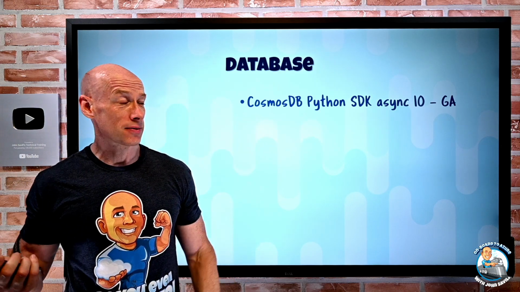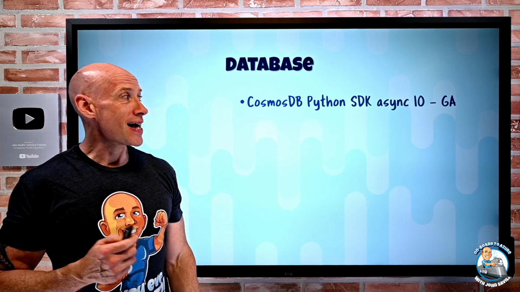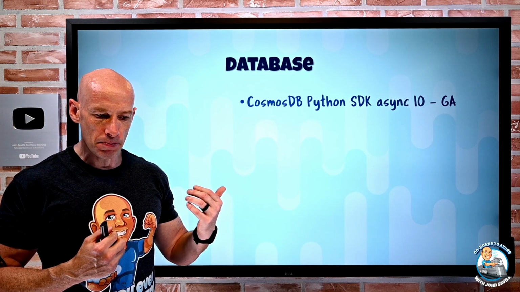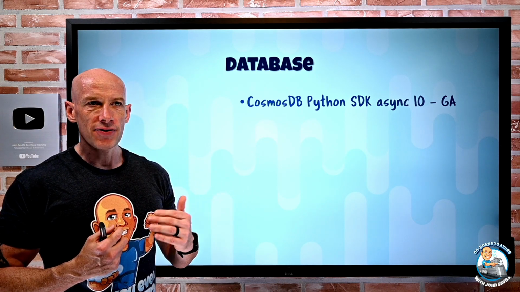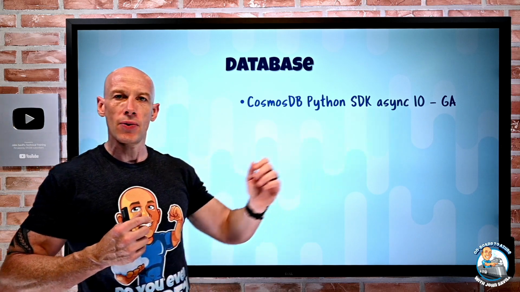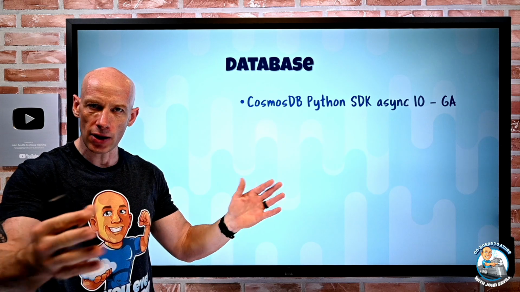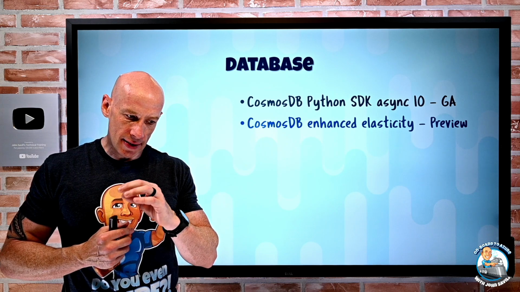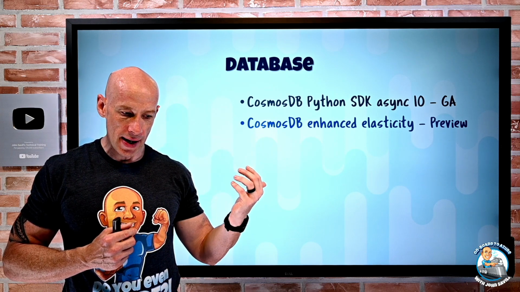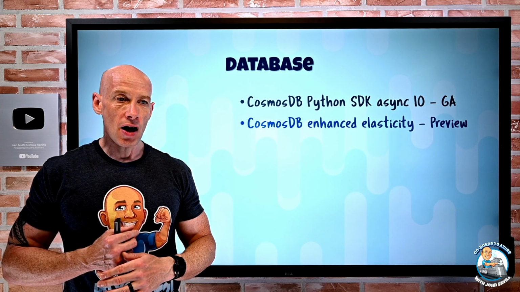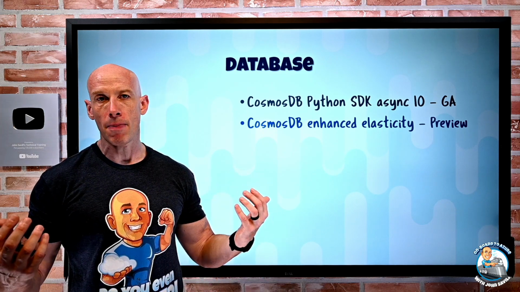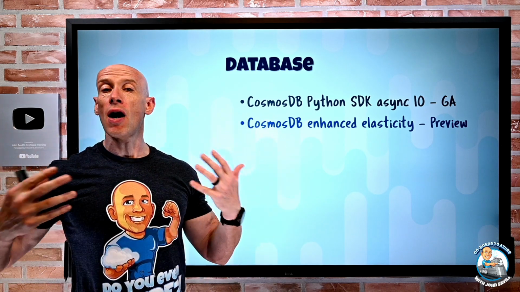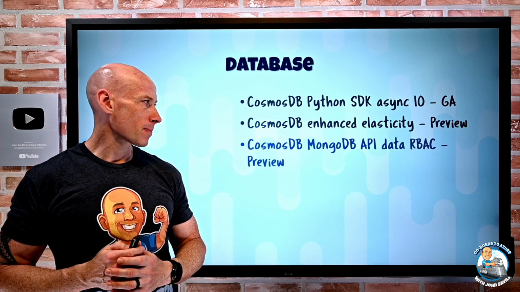Lots of database updates. So CosmosDB, Python SDK async IO. So now I can improve my Python application performance by running tasks concurrently. I don't have to run one after the other. It's asynchronous. So hey, run these, and it's going to take care of running those concurrently. Enhanced elasticity. So now the serverless increases to 1 terabyte, increased from 50 gigabytes. There's hierarchical partition keys. There's a burst capability for traffic spikes. There's a whole bunch of different things to generally just enhance the performance for my Cosmos DB.